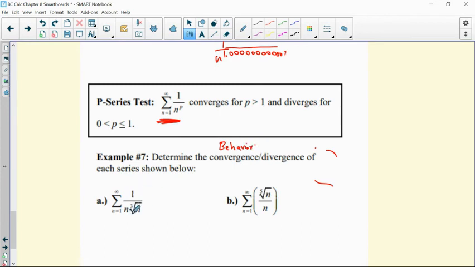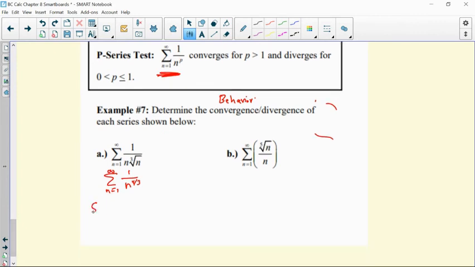So 1 over n times the cube root of n. Well, I would probably want to write this as just a power. So the sum from n equals 1 to infinity. That's 1 over, well, that's the 1/3 power times 1. So that's really n to the 4/3 power. So once I've established that that's greater than 1, I can say the series converges by the p-series test.